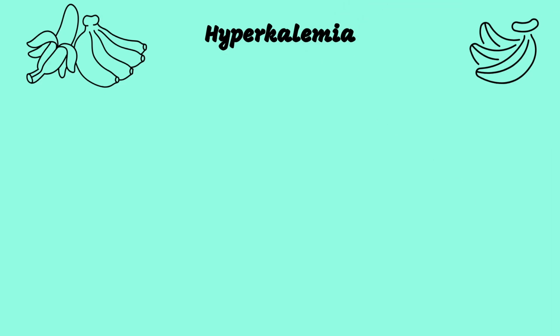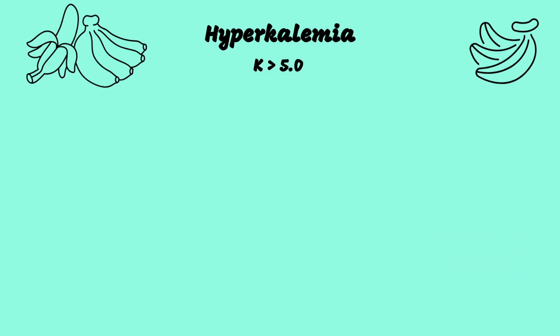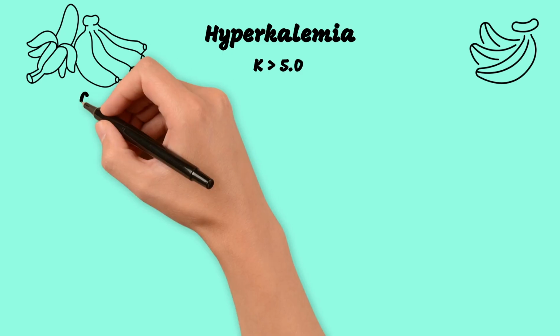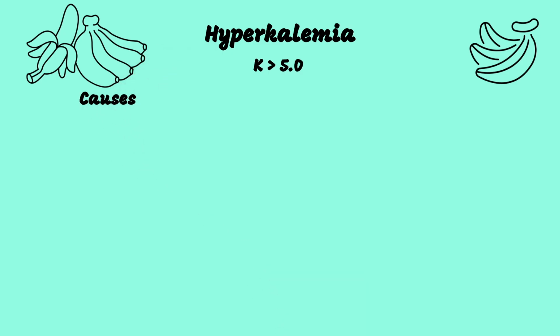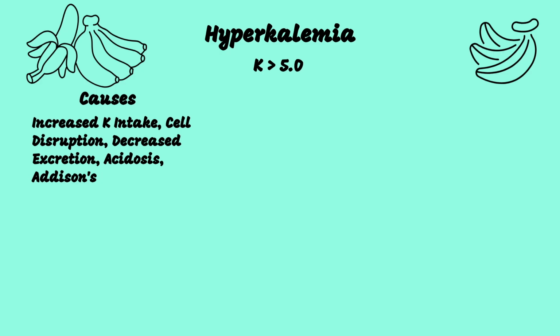So next is hyperkalemia, and that's a potassium higher than 5. So remember, most of your potassium is inside of your cells, whereas most of your sodium is in your intravascular fluids. So some causes of hyperkalemia are things like increased potassium intake or cell disruption, which releases the potassium inside the cell into our vascular space, which will cause a sharp increase in our potassium. These include burns, necrosis, anything that would destroy cells themselves. Of course, decreased excretion, acidosis, and Addison's.